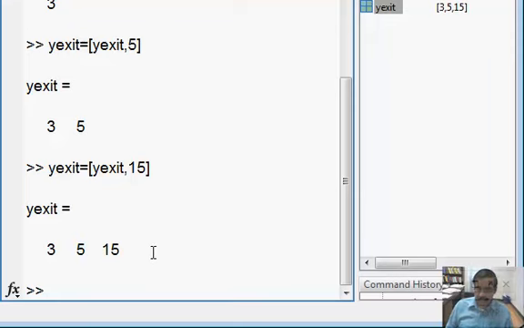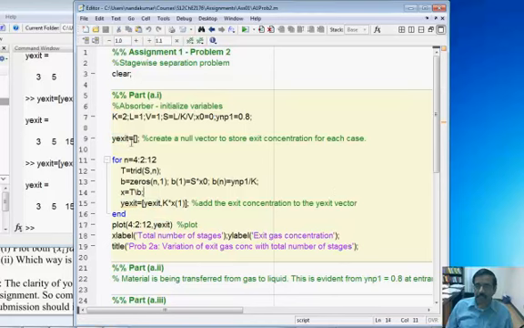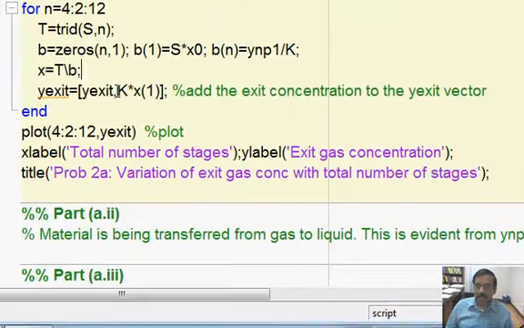Of course, the idea is more powerful than that. You can do 15 to 17, for example, so you can add. But for our purposes, what you need to understand is that every time I solve this problem through this loop, I'm going to extract the last exit concentration and add it to what was previously available so that I can use that vector for plotting here.